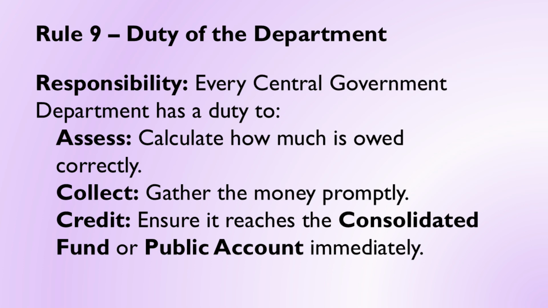Rule 9. Duty of the department. Rule 9 places a heavy responsibility on each department. It is not enough to just wait for money to come in. The department must assess, meaning calculate what is owed. Collect, meaning actively gathering it. And credit, meaning ensure it is deposited. Efficiency and promptness are the key words here.